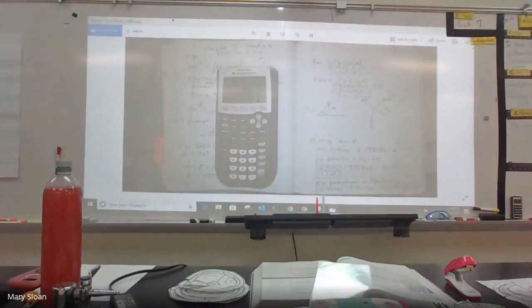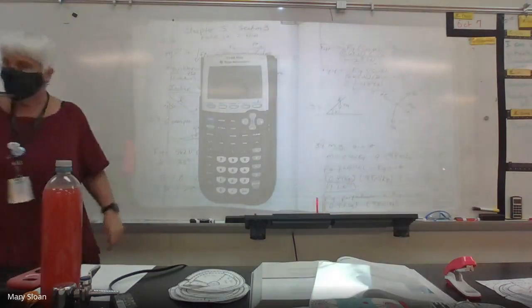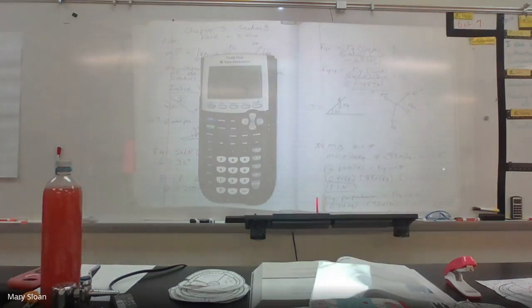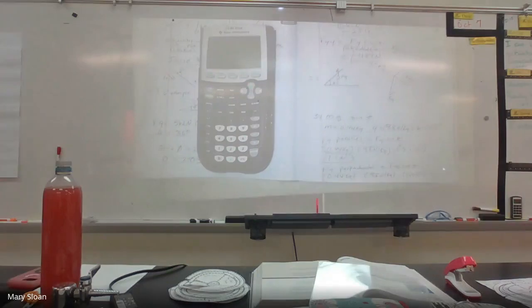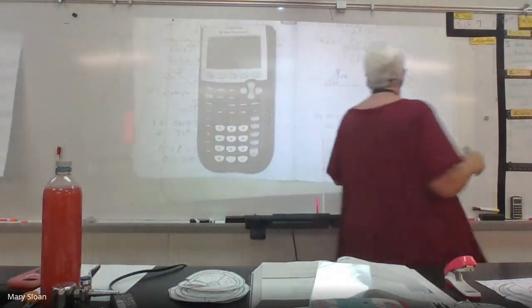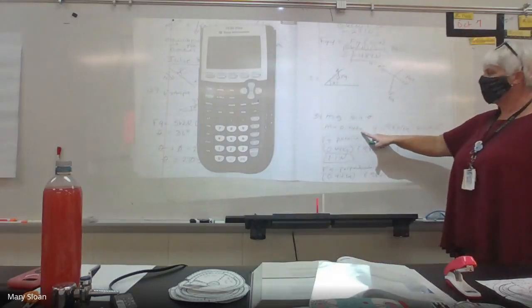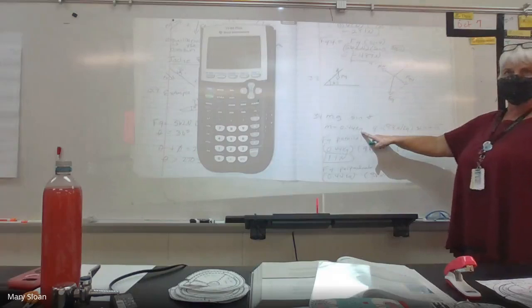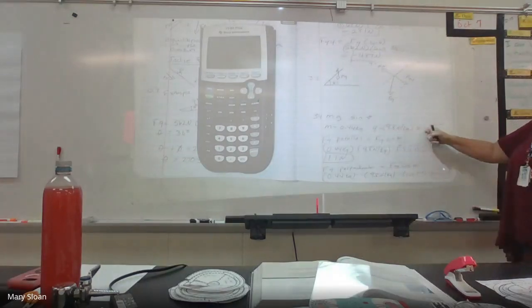So let's get this off this picture. What we're going to do here is mass times gravity, and then we're going to do sine of our angle. It told me in the book that 0.44 kilograms was my mass, right? Gravity is always 9.8, and then our angle is 15.